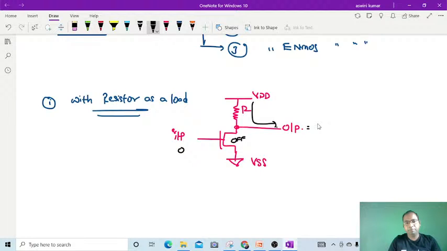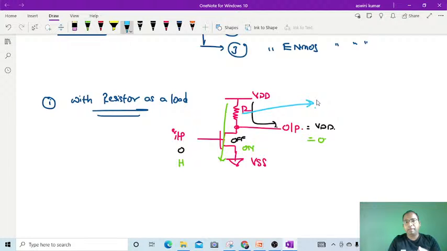And whenever the input is high or logic 1, this N MOSFET comes into on state, then VDD shorts to VSS, and you will get the output as 0. Correct? So now it is satisfying the inverter action: if the input is 0, you get VDD as output, and if the input is 1, you get output as 0. So it is the inverter. Okay, NMOS inverter.